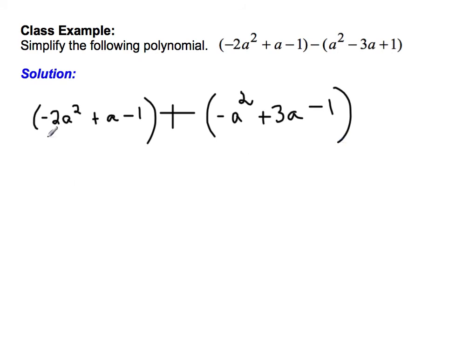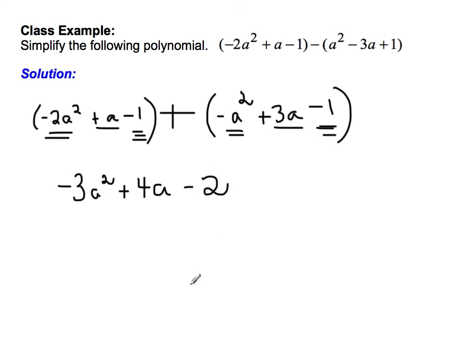And now we collect our like terms. Our a squareds, we have negative 2 and we have negative 1, so we have negative 3a squareds. We have positive a and positive 3a, so we have positive 4a's. And we have negative 1 and negative 1, so I have negative 2. And that's my final answer. It's as simple as I possibly can get.